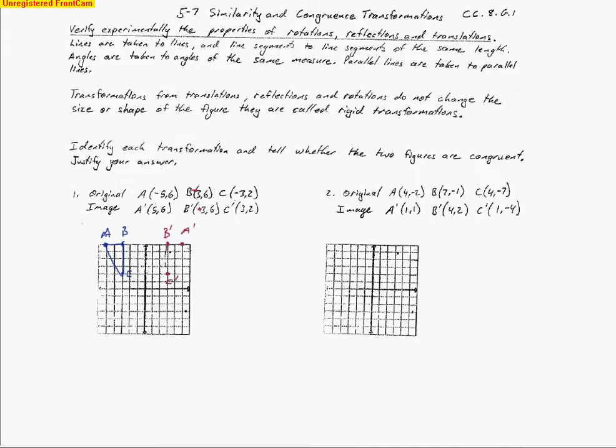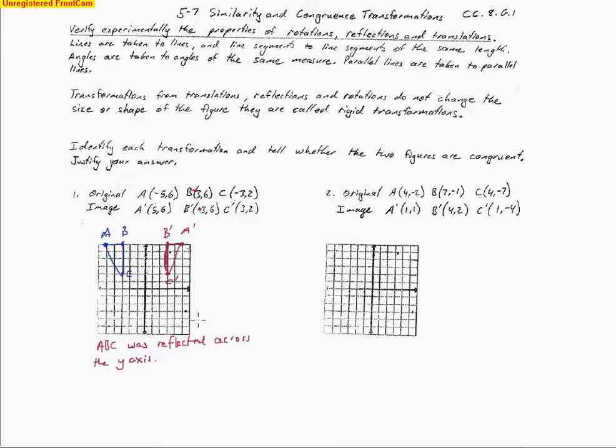What we see right away is that when we graph it, it's easier to tell what actually happened, what kind of transformation occurred. The type is a reflection. It's a reflection right across the y-axis. So we can say ABC was reflected across the y-axis.